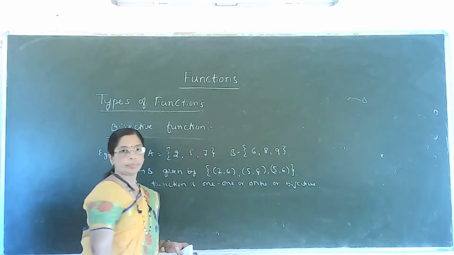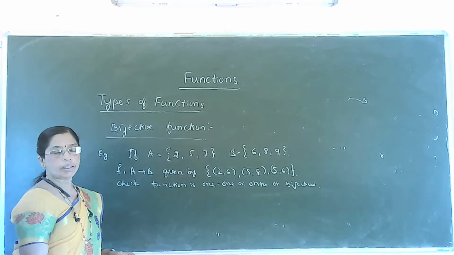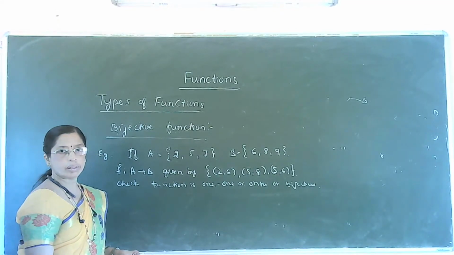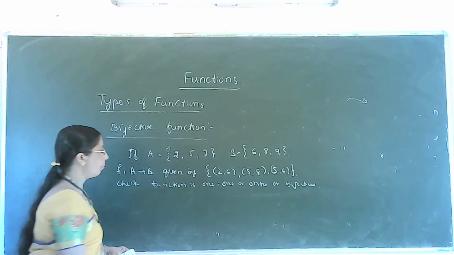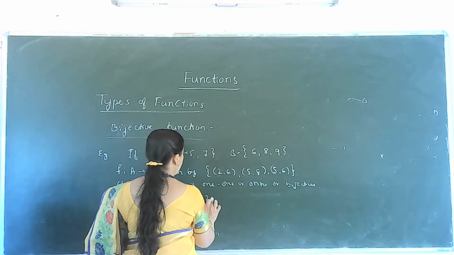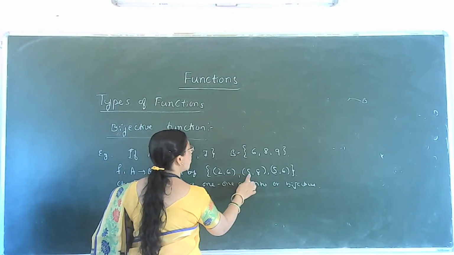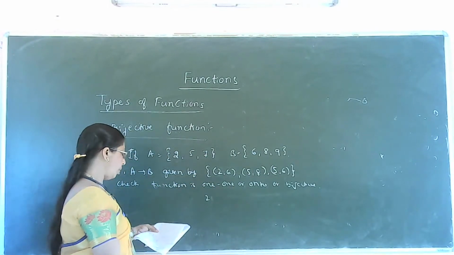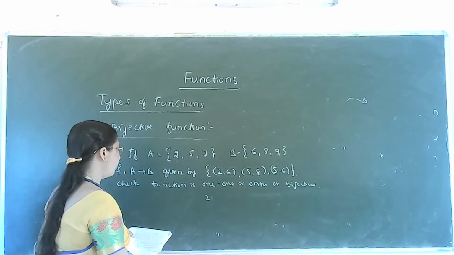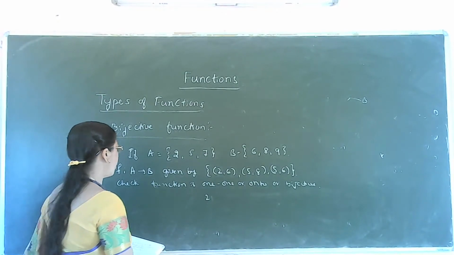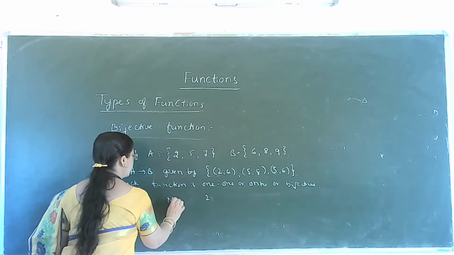Therefore, it's not a function, because it has two images. 2 has the image 6, but 5 has the image 8 and 5 also has the image 6. Therefore, it's not a function.